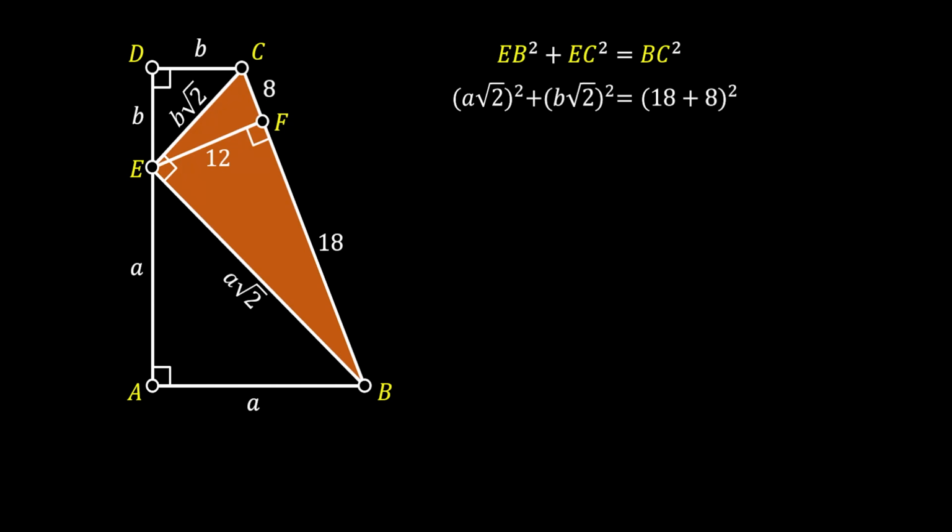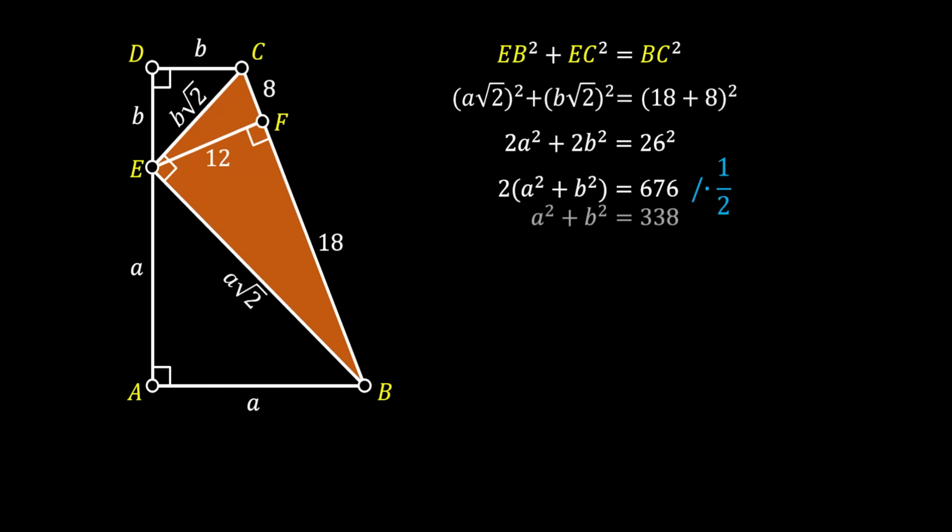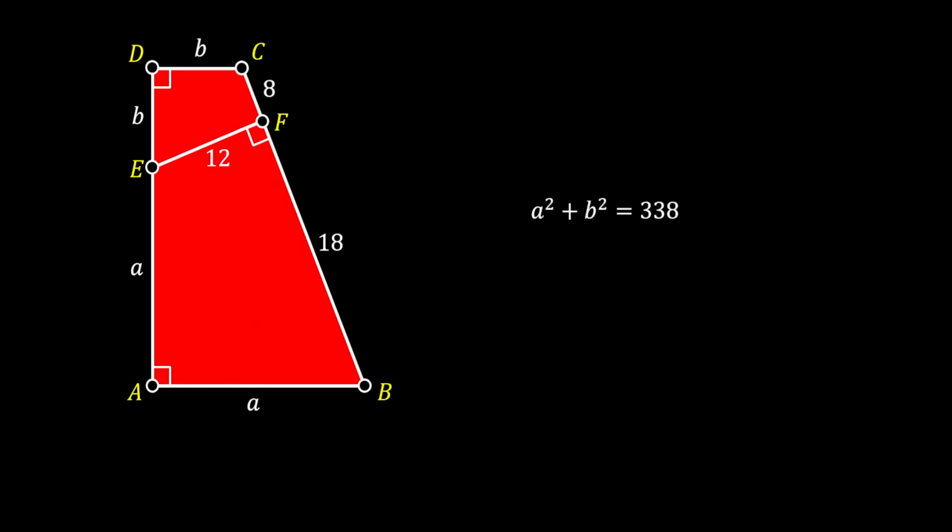Now, let's square everything, and we will get the following. Now, on the left side of the equation, we can isolate 2 as a common factor and get the following. Then, as you can see, we can simplify both sides of the equation by 2, and we will get that a squared plus b squared must be equal to 338.